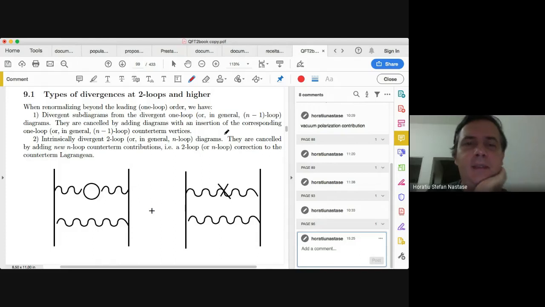So the simplest case at higher loops is to simply insert a divergent one loop diagram. So the one loop diagram to be a subdiagram, or generally in the n loop to have a divergent n-1 loop subdiagram. So that's the case I've written here.